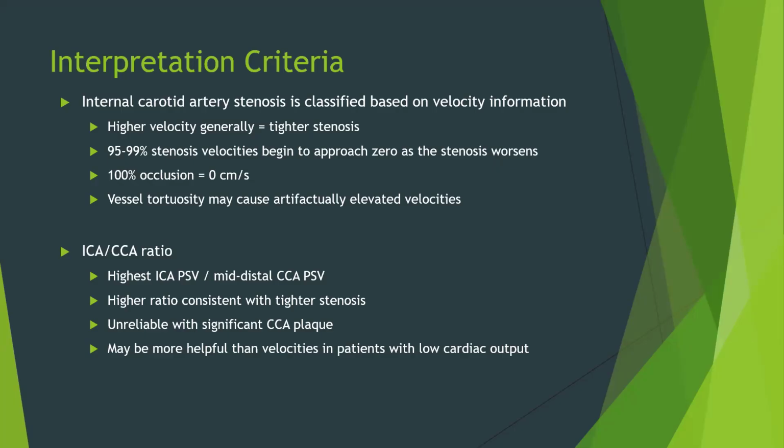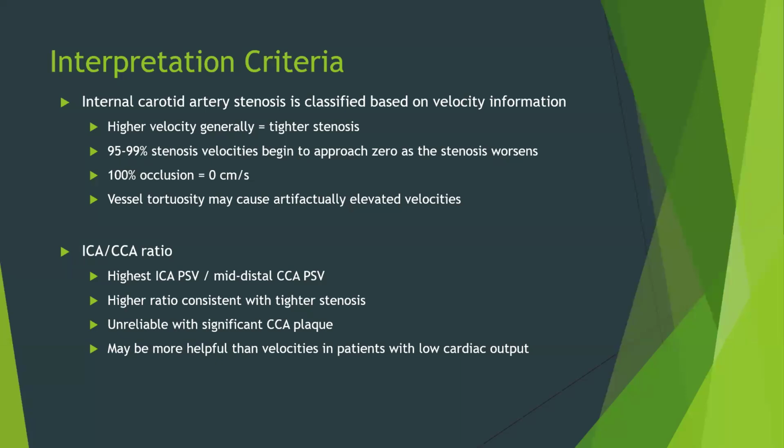It is unreliable, and most of the criteria is going to be unreliable, if there is significant common carotid artery plaque. If we're seeing plaque within the CCA, our ratios and our velocities are all going to be thrown off because we're going to have dampened waveforms distal to a tight stenosis. So if the tight stenosis is happening before the ICA, then our velocities are going to be thrown off in the ICA itself.